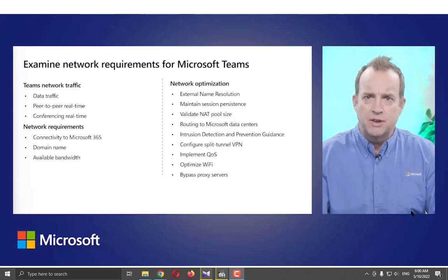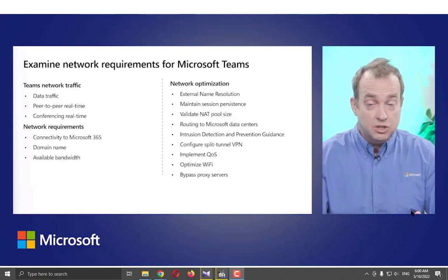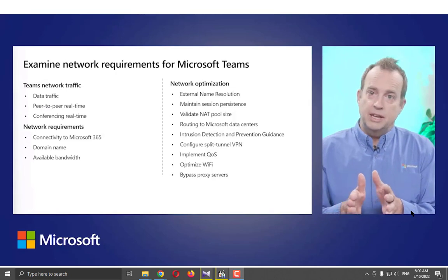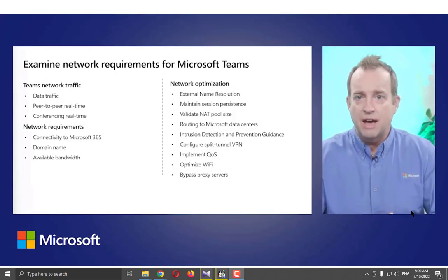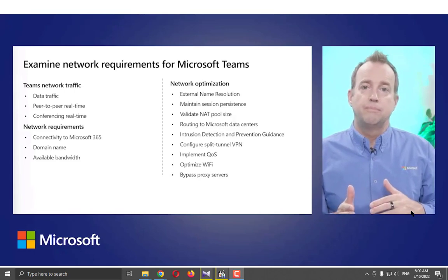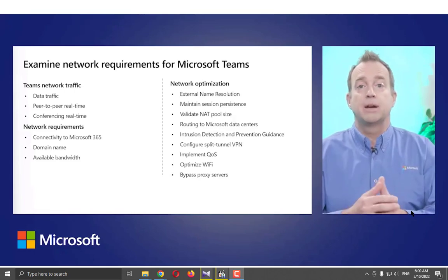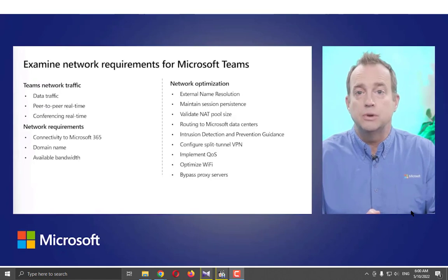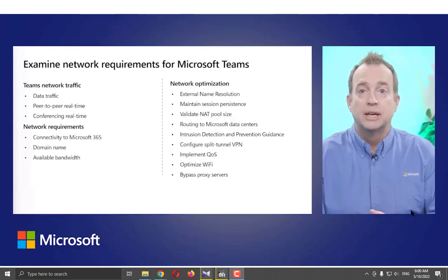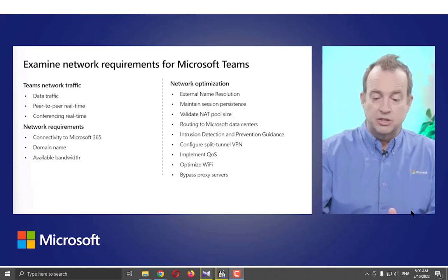We might need to increase our NAT pool size. We want to disable intrusion detection and intrusion protection devices. We may need to configure split tunnel VPN, so again, no VPN to Microsoft 365. Quality of service. Some traffic should be prioritized. We'll have a slide coming up on that shortly. We might need to upgrade our networking equipment, including Wi-Fi routers, and we definitely want to bypass proxy servers.